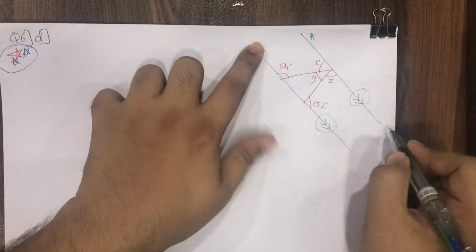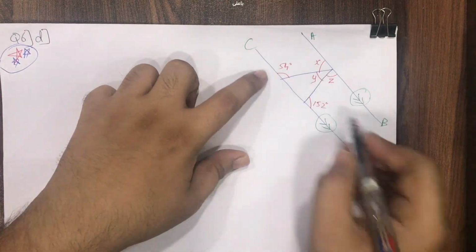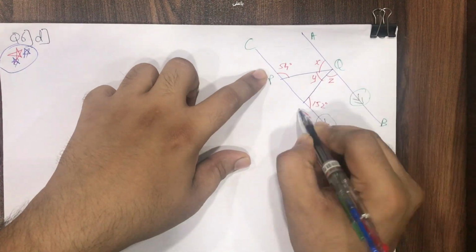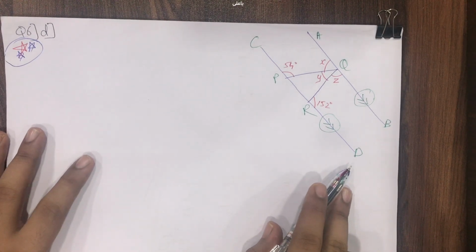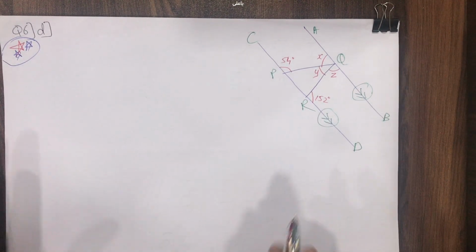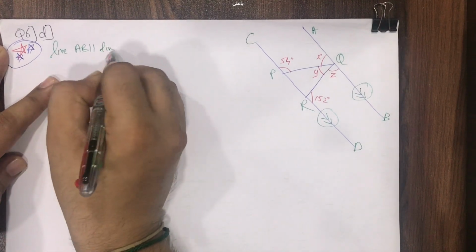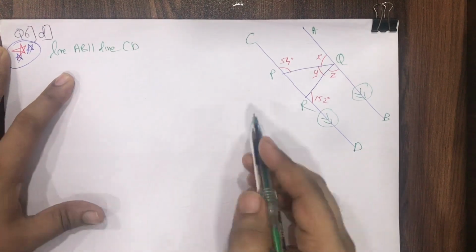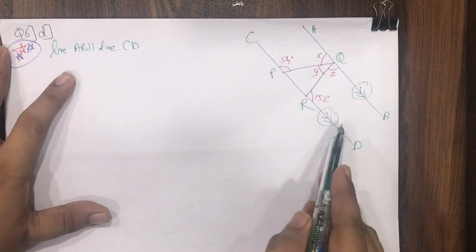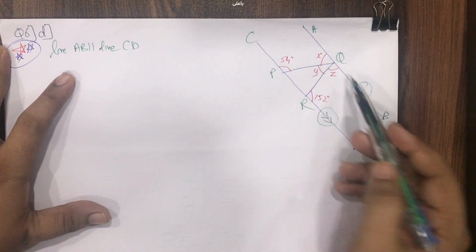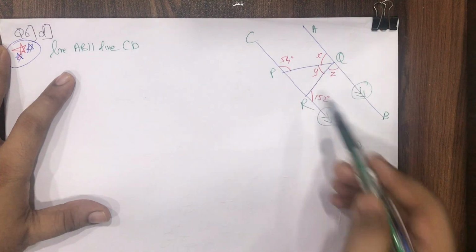Let us call this as capital A, capital B, capital C, capital D. Any name you can give. Okay, let me call this as P, Q, R. So line AB is parallel to line CD. Line AB is parallel to line CD. It's given to us. So here line AB is parallel to line CD, and this PQ is acting like a transversal. PQ cuts the two parallel lines. Also this RQ or QR cuts the two parallel lines. So there are two transversals, PQ and QR.